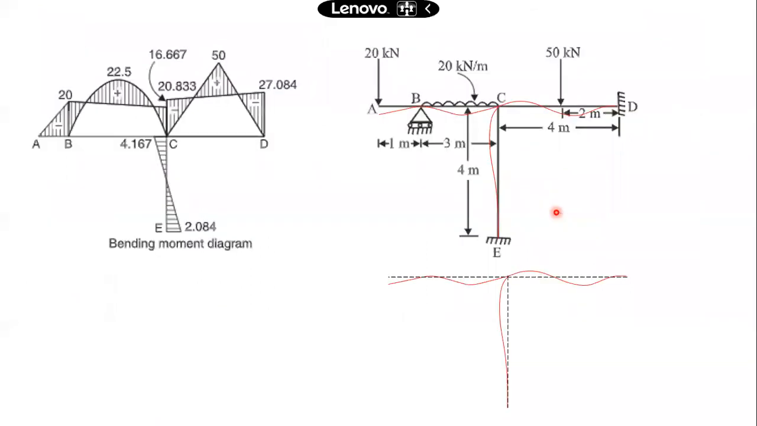Now, once we have the values, what we have to do is plot the bending moment diagram. So this is the bending moment diagram. At A, MAB was 0. The ordinate is 0 here.